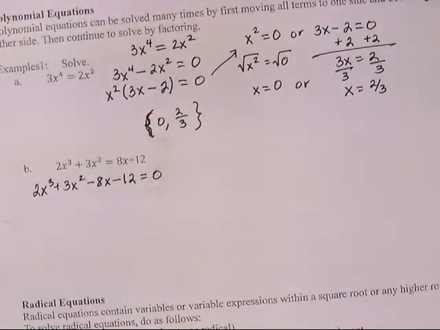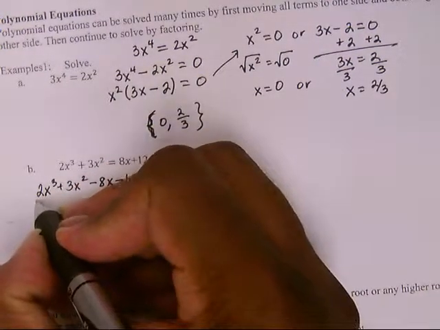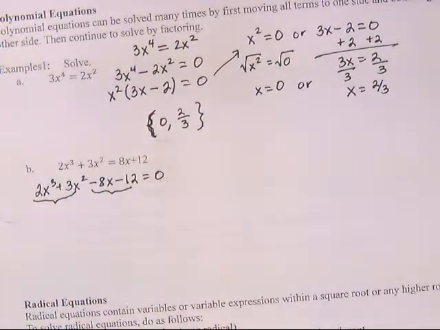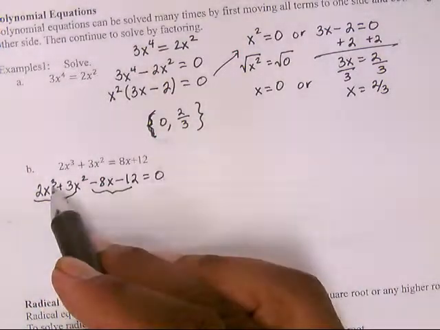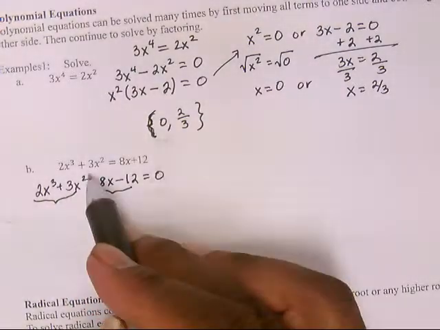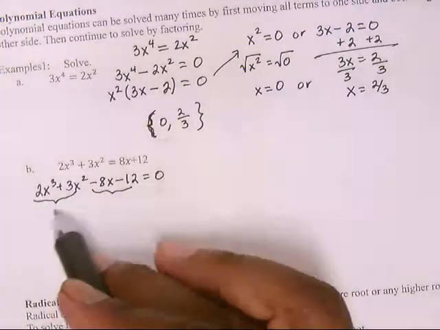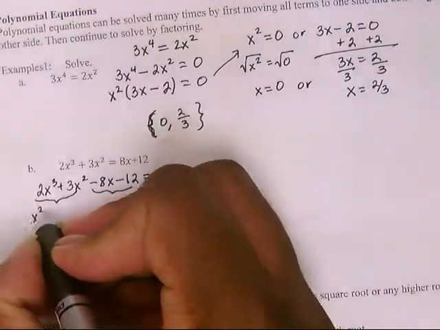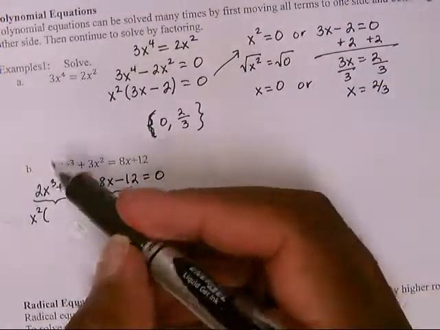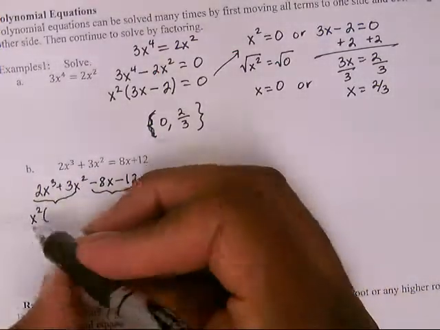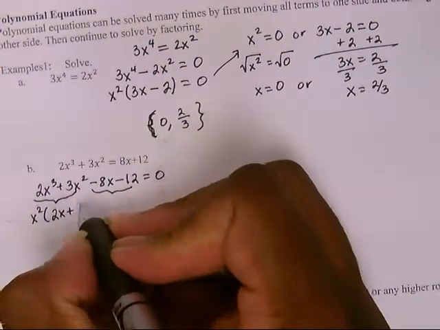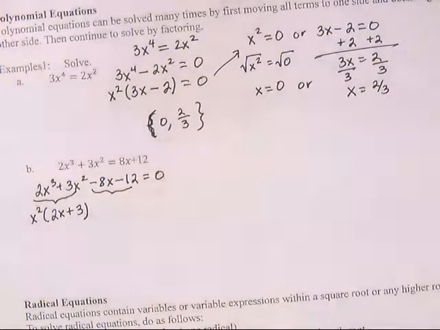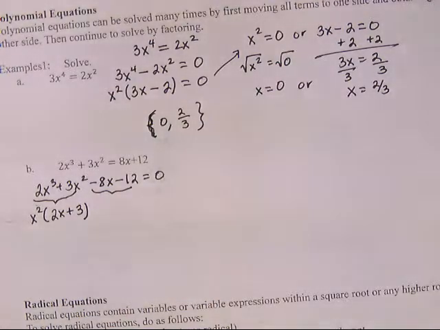Now, I've got 4 terms on the left-hand side. So I'm going to factor by grouping the first 2 and the second 2. I'm going to concentrate on the 2x cubed plus 3x squared and find a common factor that's in those 2 terms. In this case, it will be x squared. So I factor out the x squared. Here 2x cubed divided by x squared would be 2x, plus 3x squared divided by x squared would be 3. So the inside would be 2x plus 3.